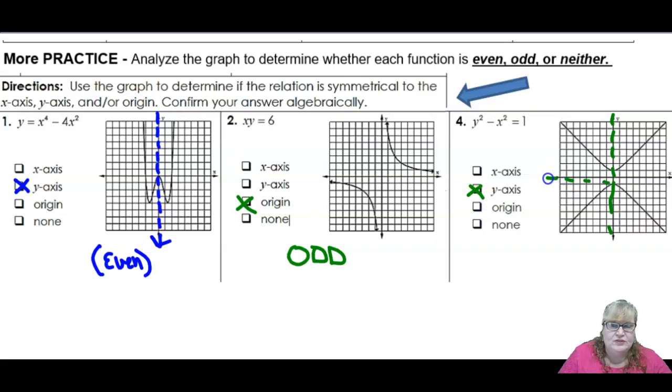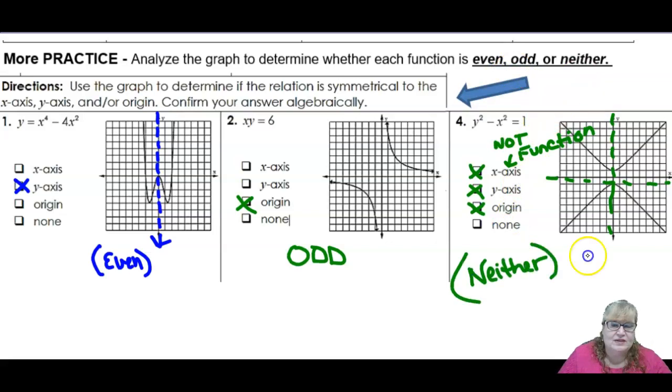Could we also fold it across the x and it would match up? The answer is yes. And remember, x-axis symmetry means it's not a function. So therefore, even though we can spin it 180 and it has origin symmetry, it's not a function, so we can't call it any of these. I guess you could say neither because it's not a function.